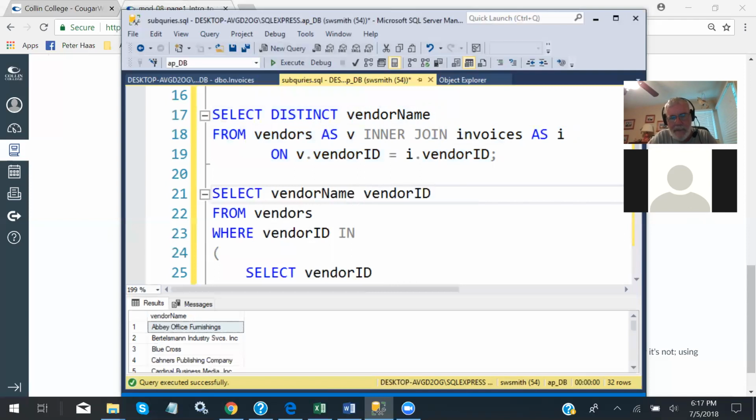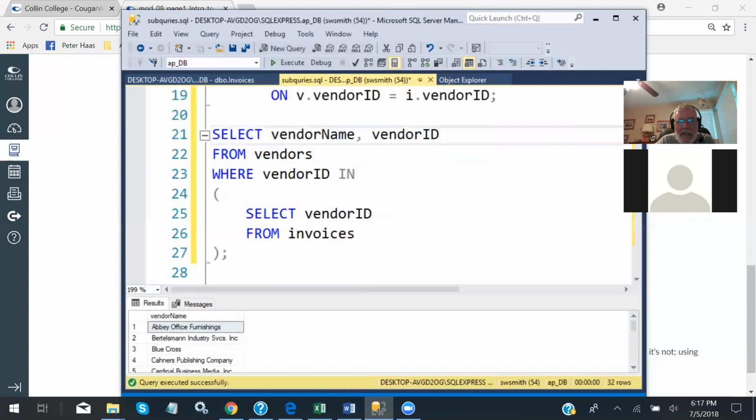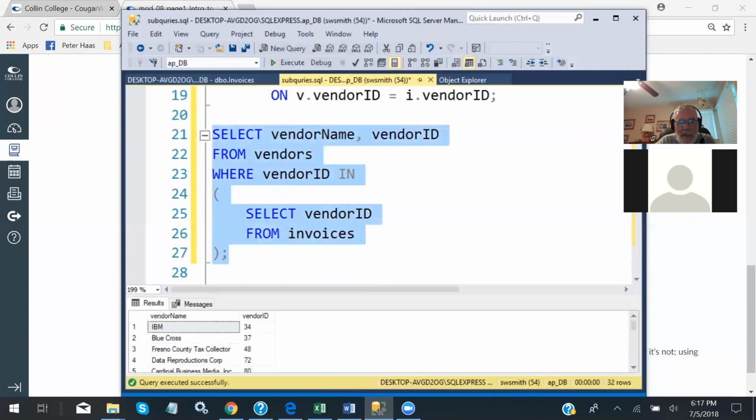I can't add the vendor ID into this one. Why? Because in this outer query, vendor ID is not there. I don't know why it's not giving me a red line yet. It will get around to it in a minute, as soon as I try to execute it. Vendor ID I can, because vendor ID comes from the vendors table.